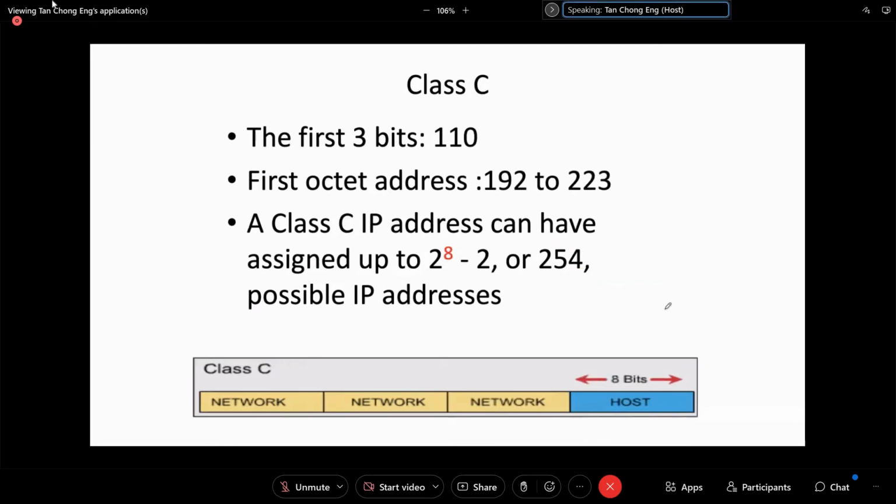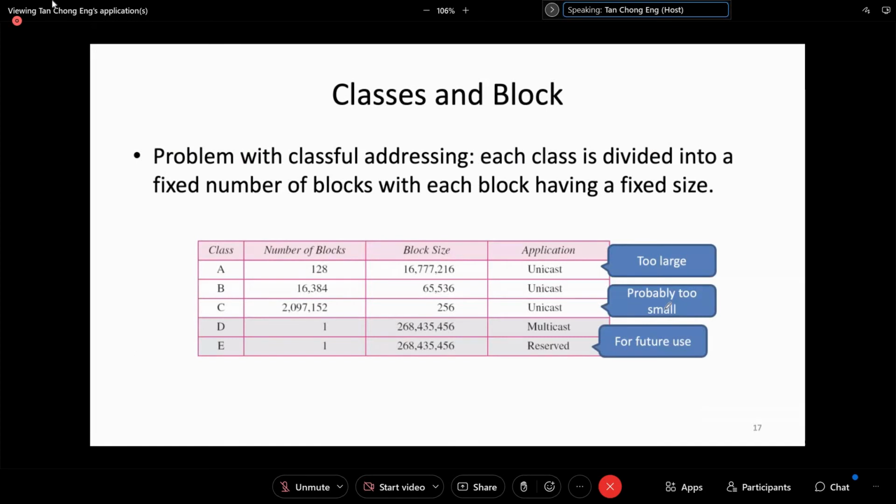So next time when someone asks you, then you can explain. So Class C is 2 power of 8. You basically have to minus 2. Why? Because the first address and the last address you cannot use, because they have specific purposes. So you only have 254 possible IP addresses for Class C. Okay, so these are actually the summary.